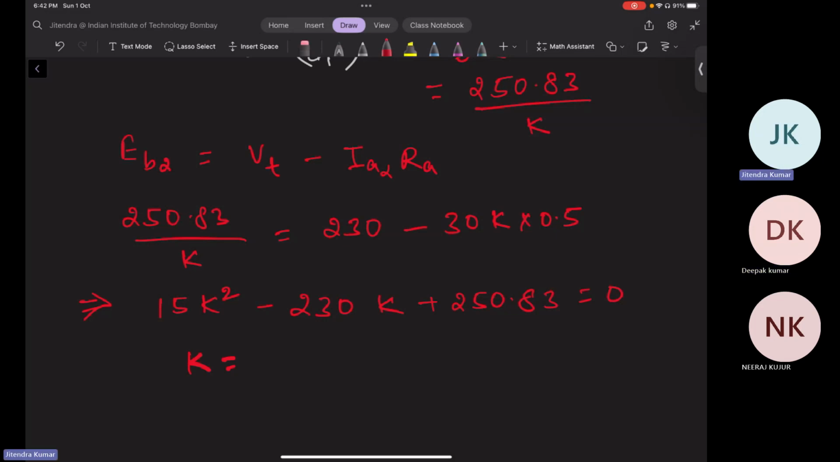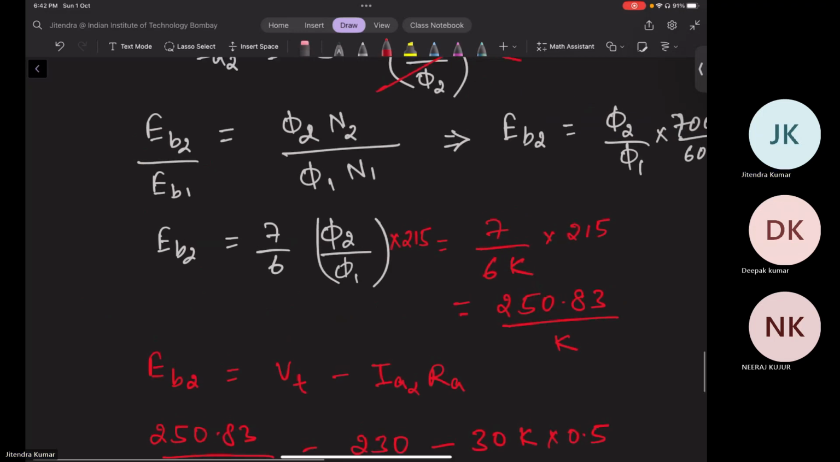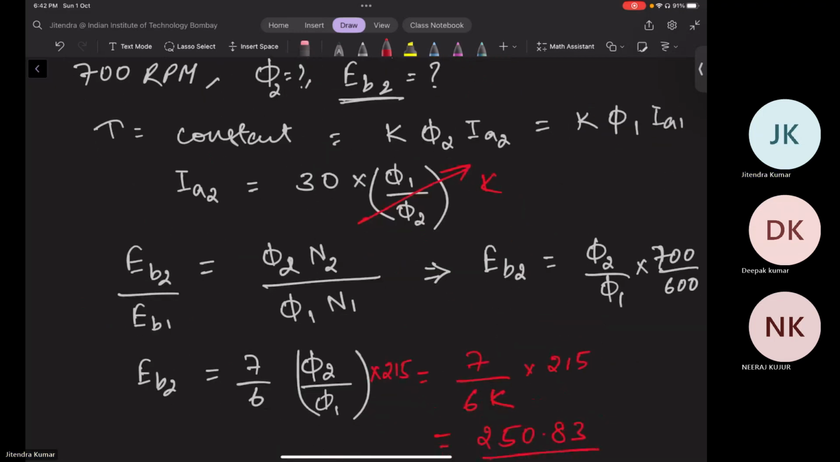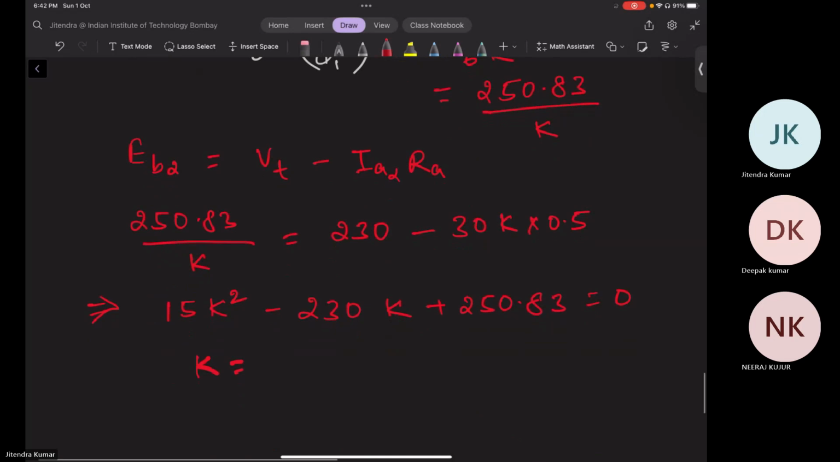Sir, K is phi 2 by phi 1? K is phi 1 by phi 2, I guess. Yes, phi 1 by phi 2. Okay, so here it will be opposite. How much did you get? You must have got two values of K. One is 14.15, the other is 1.18. So we end up having two values of K.